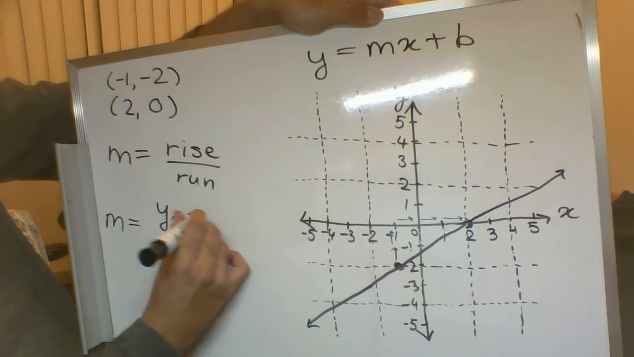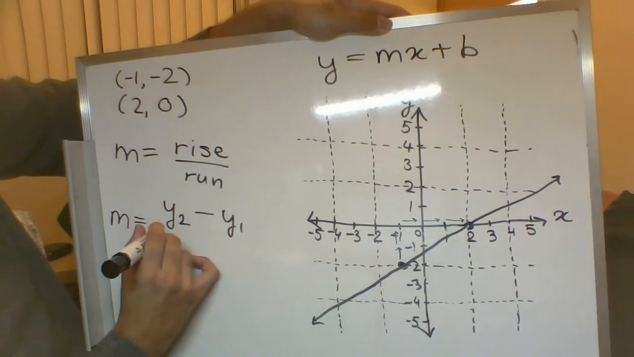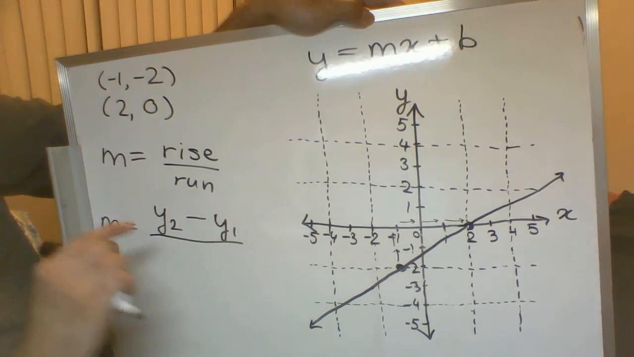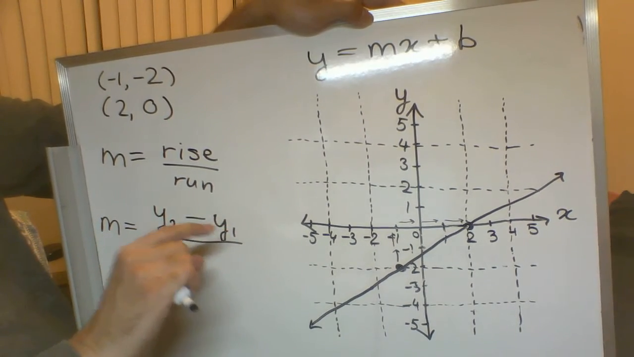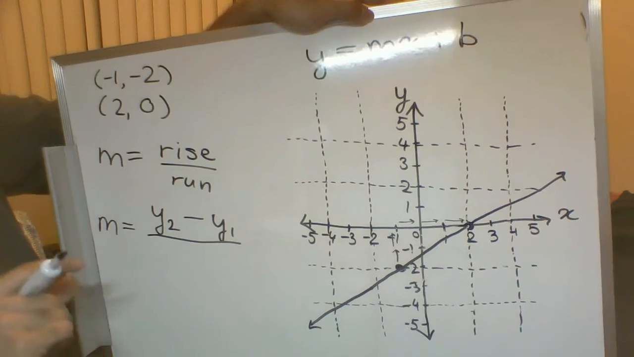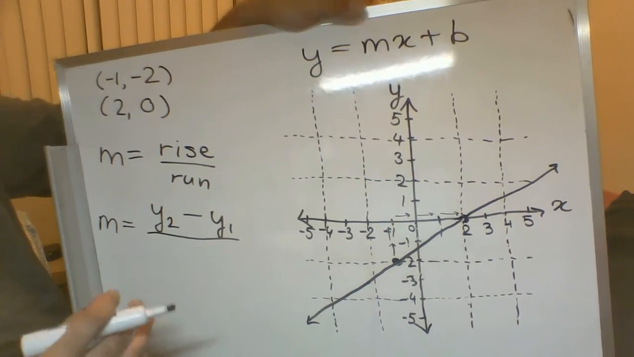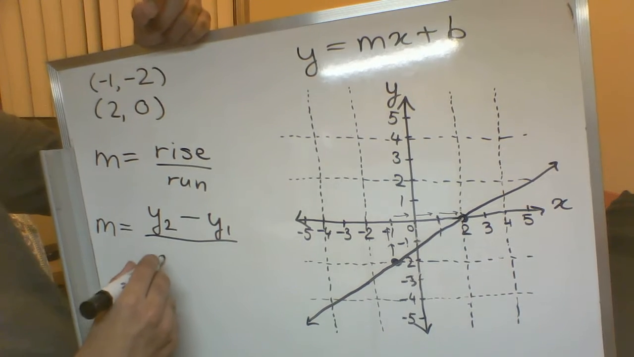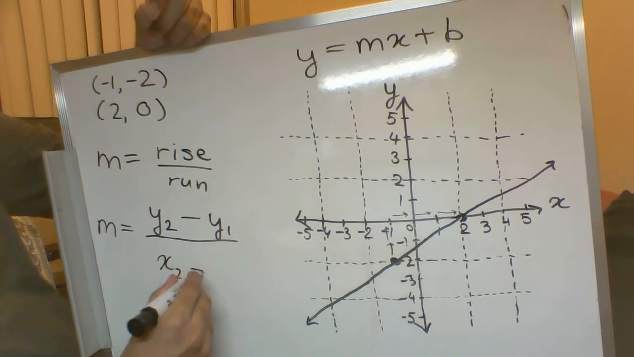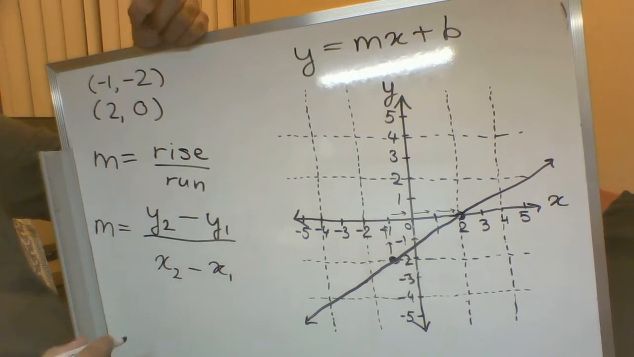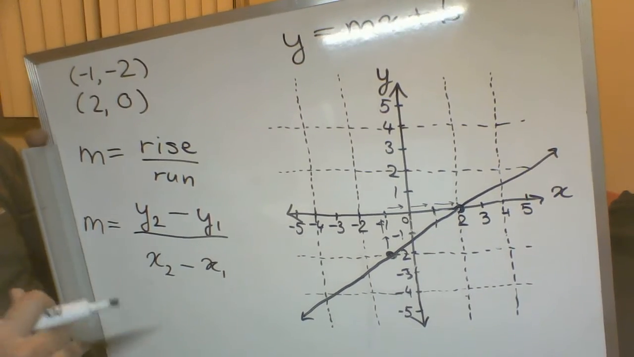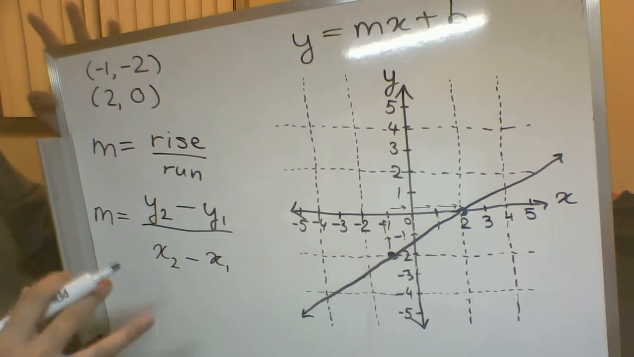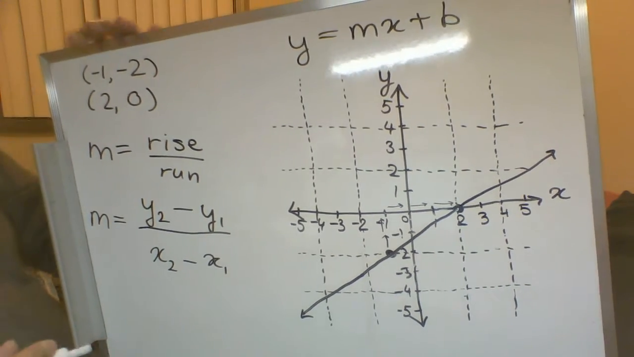To find your slope, I'm going to write it out and then explain it. It's y2 minus y1. Notice I've written the 2 and the 1 really small, so I want you to write them just as small, as little subscripts on the y's. And then the same thing for your x's: x2 minus x1. Now I'm going to explain what exactly this x2, x1, y2, y1 business is.